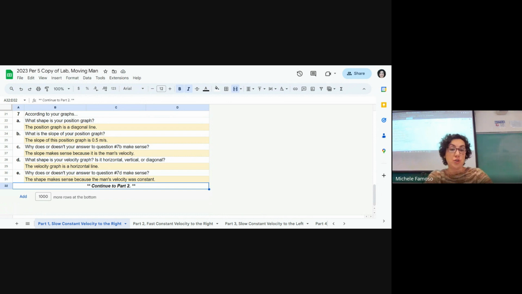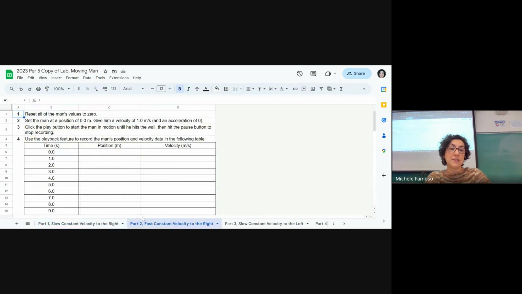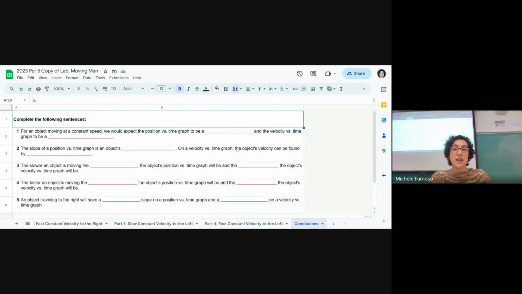And then once you do, notice that all we're doing in the other parts of the lab, part 2 is the same thing, but you're giving them a different velocity. And notice it says this is going to be a fast constant velocity to the right. Part 3 is the same thing, but now he's going to travel at a slow constant velocity to the left. Part 4 is the same thing, but he's going to move at a fast constant velocity to the left. And then once you're all done, you've got some fill in the blank questions to answer on the conclusions tab, to look at the patterns.